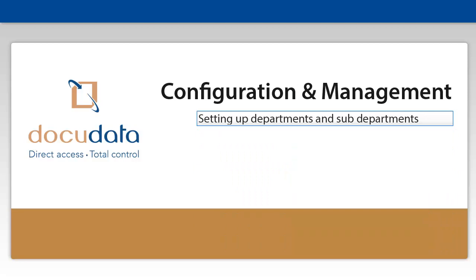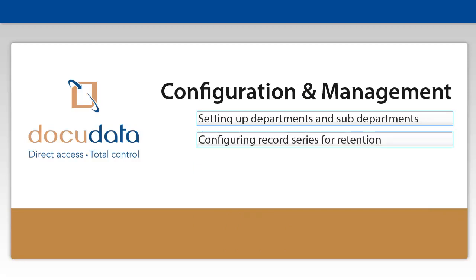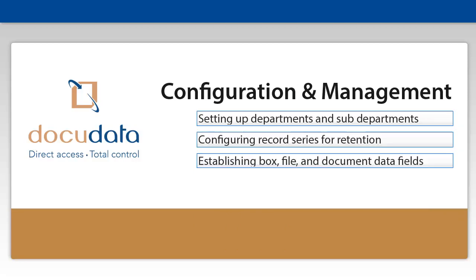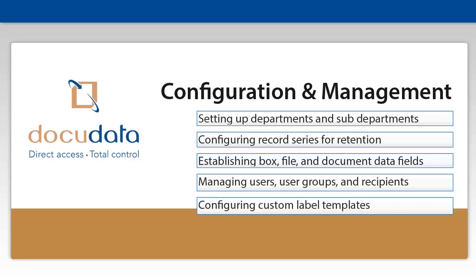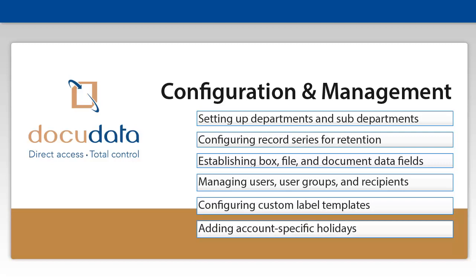This includes setting up departments and subdepartments, configuring record series to help us manage retention, establishing our box, file, and document metadata fields, managing user access to the system as well as recipients who can receive items, configuring custom label templates for files and other items, and adding account-specific holidays if necessary.